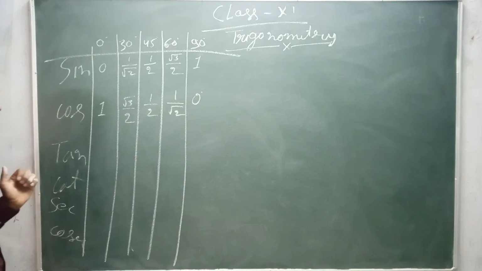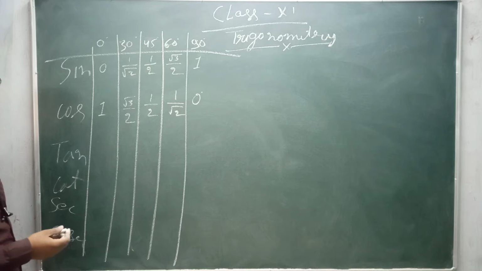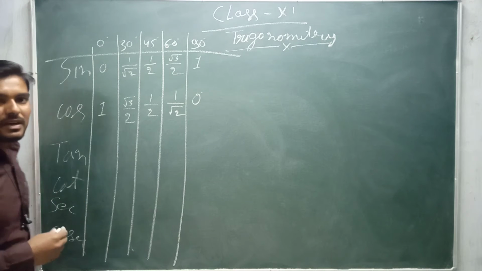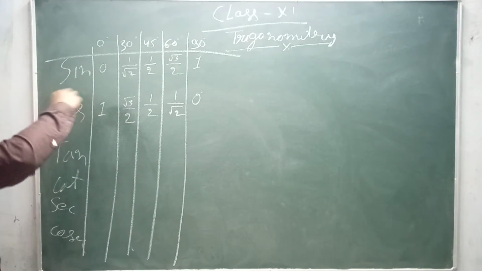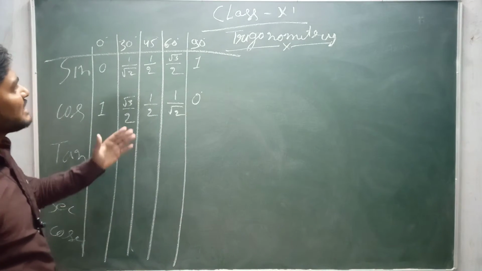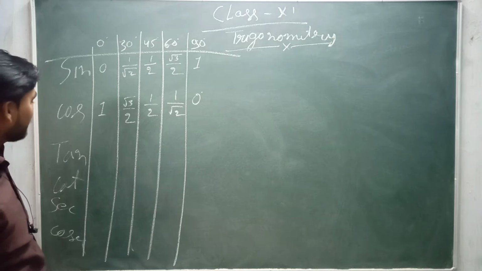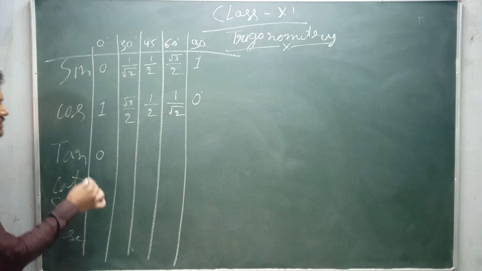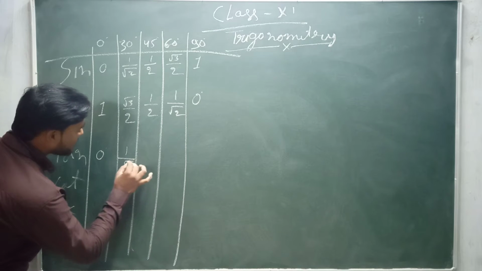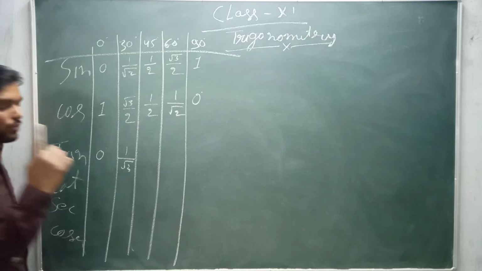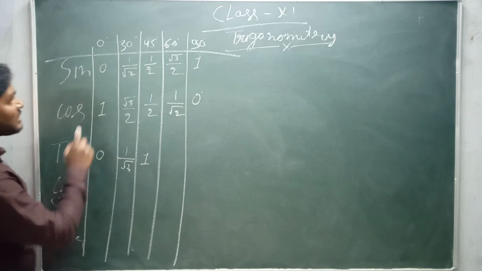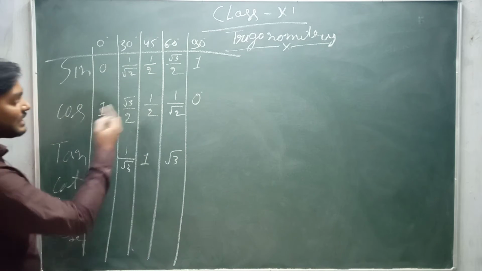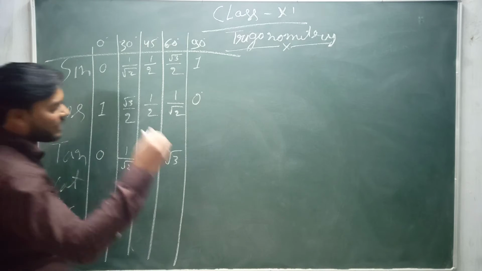Now for the tan values: tan 0, tan 30, tan 45, tan 60 and tan 90. Tan 0 value is 0, tan 30 value is 1 by root 3, tan 45 value is 1, tan 60 value is root 3, tan 90 value is infinite.